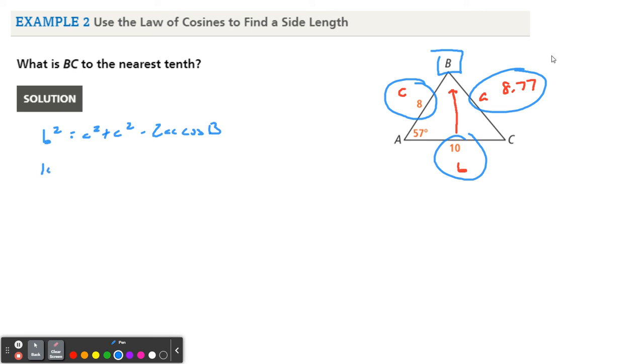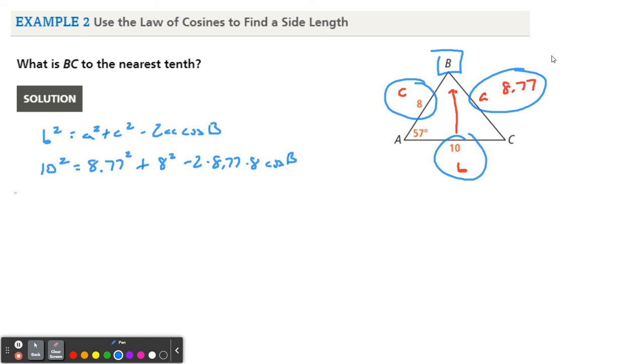So I know that B is 10, so 10 squared equals, I know that C is 8 squared, I'm sorry, that's A. Again, I can't read my own writing. That's A squared. So A is 8.77 squared. Again, it's annoying to have the decimals, but it'll make us have the best answer, closest approximation. Plus 8 squared minus 2 times 8.77 times 8 cosine of B.